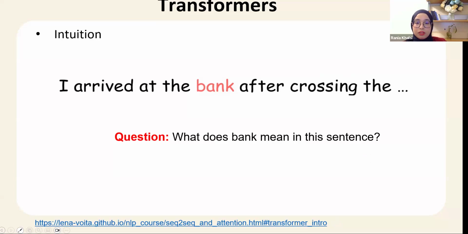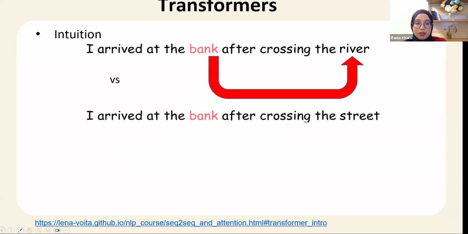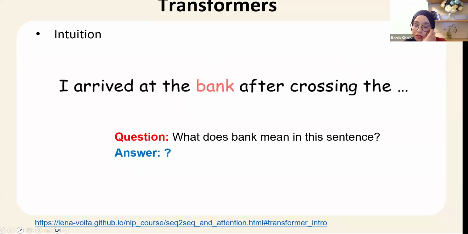The answer is simple, but still you can think of it. The meaning of bank here depends entirely on the missing context, right? So the question now is, if I have the sentence, "I arrived at the bank after crossing the," and the final word is missing, how should the model understand bank?